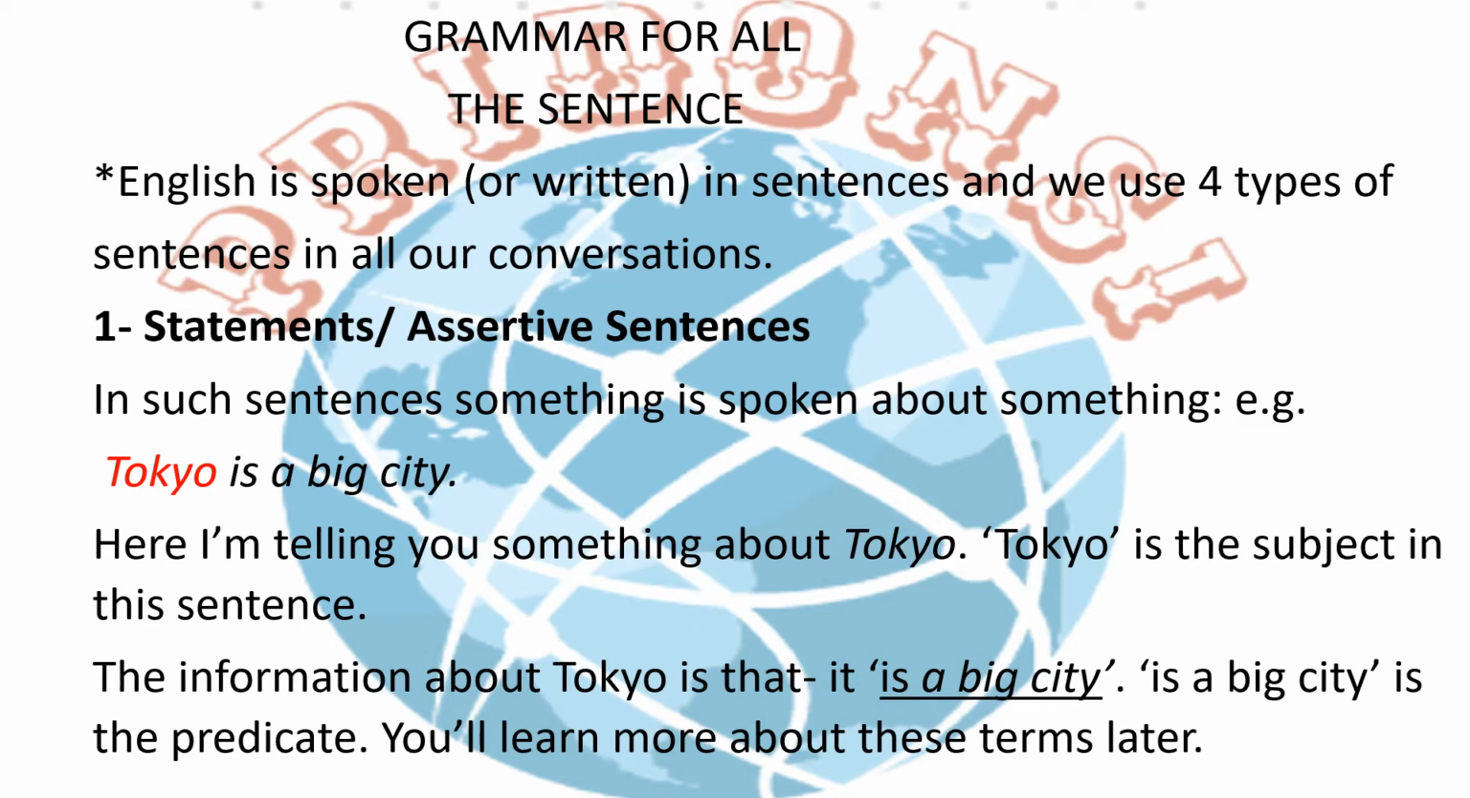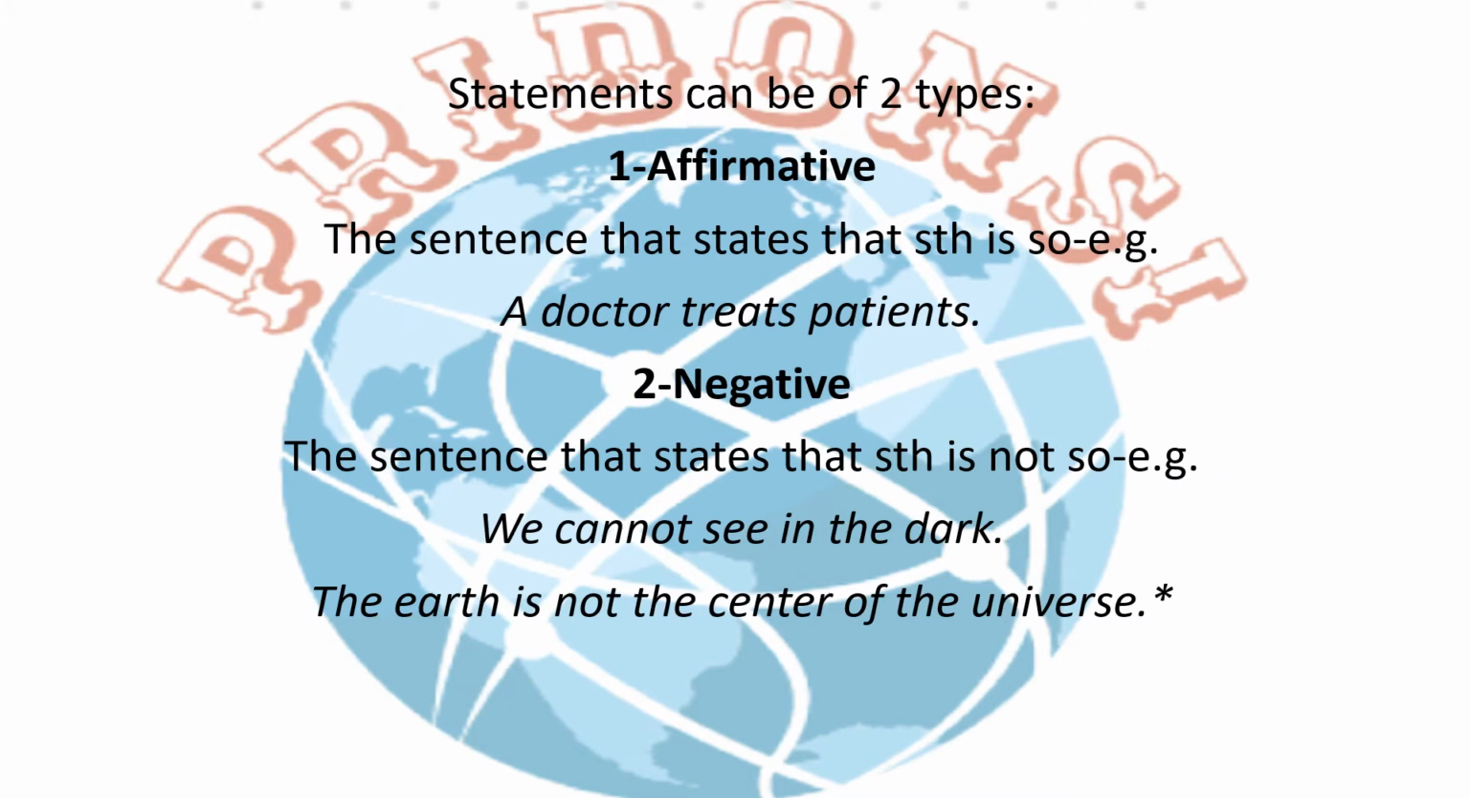Tokyo is the subject in this sentence. The information about Tokyo is that it is a big city. Is a big city is the predicate. You will learn more about these terms later. Statements can be of 2 types. 1. Affirmative. The sentence that states that something is so.